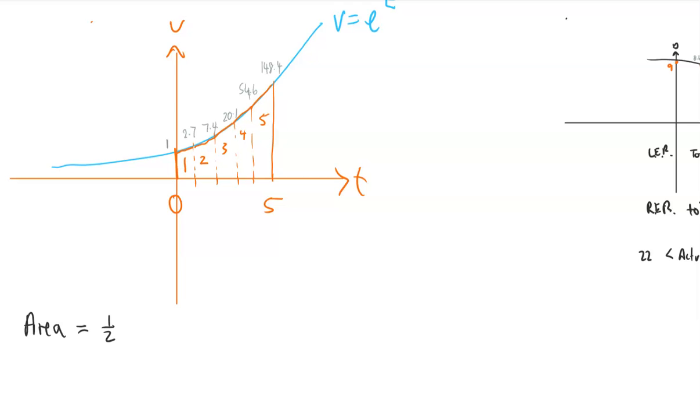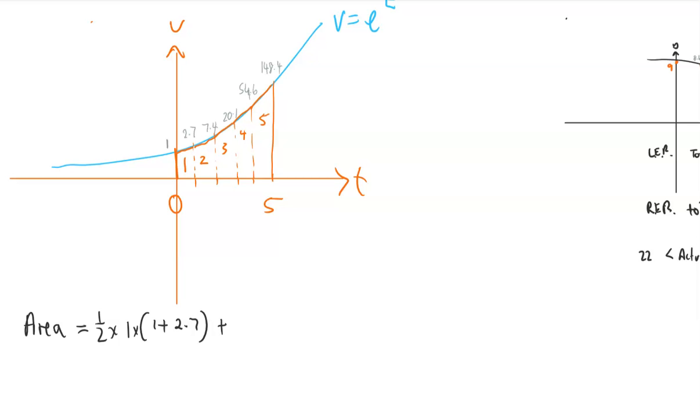It's going to be a half multiplied by 1 plus 2.7, multiplied by 1, which is the width of the triangle. So what I'm going to do, for the sake of it, is put the width at the front, okay? I'm going to put the half and the width at the front, and then I'm going to put the brackets there. Is that okay with everyone?